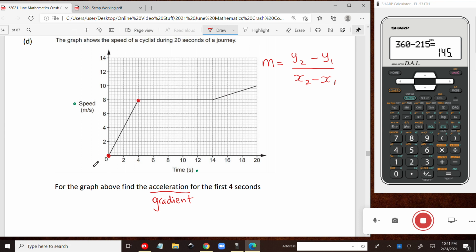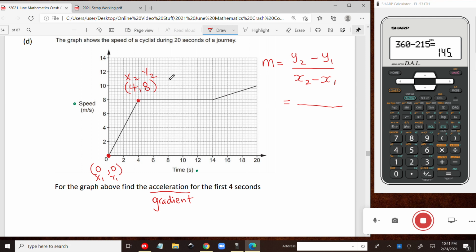The first point, the beginning point, is 0, 0. And where the graph is ending, it looks like 4, 8. 4 on the x, 8 on the y. Call the first point x1, y1. The next point, x2 and y2. And just throw it into the formula, and we will get the acceleration.